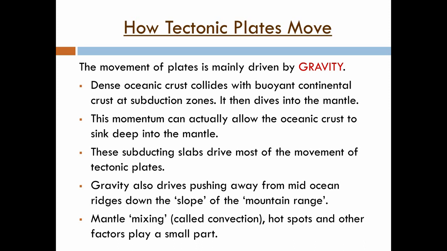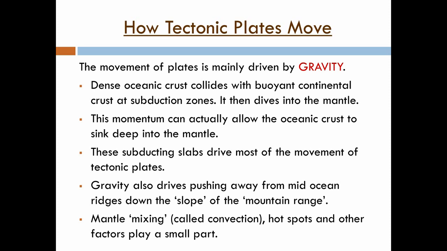Gravity also drives pushing away from a mid-ocean ridge. So essentially at a mid-ocean ridge, it's a mountain range, and while the slope of the mountain range is very gentle, over about 80 million years, the size of the oceanic crust changes dramatically. So we're talking at the ridge maybe 3 kilometers below sea level, and then about 80 million years later, as you've gone down the slope, it's about 5 or 6 kilometers below sea level. So there's a relatively large drop.